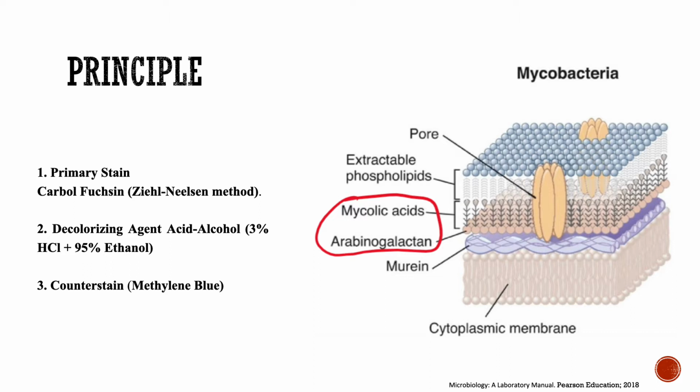First of all, the mycobacteria include two species that almost everyone has heard of. First is Mycobacterium tuberculosis, which causes tuberculosis, and the second one is Mycobacterium leprae, which causes leprosy.